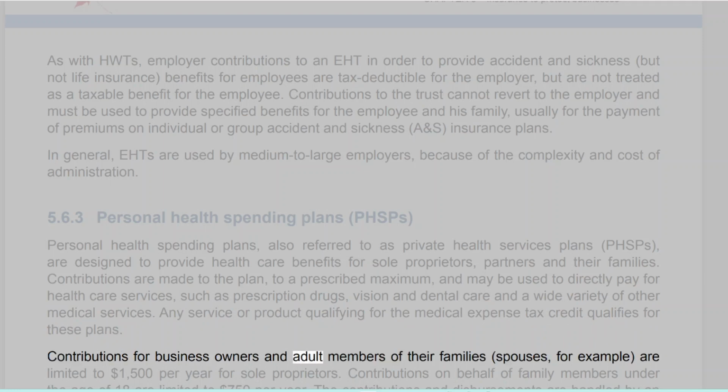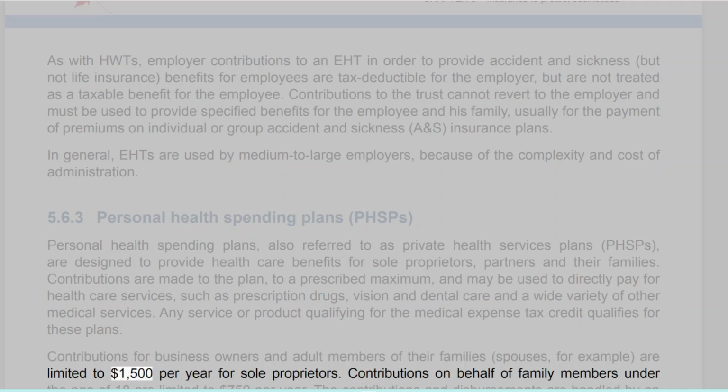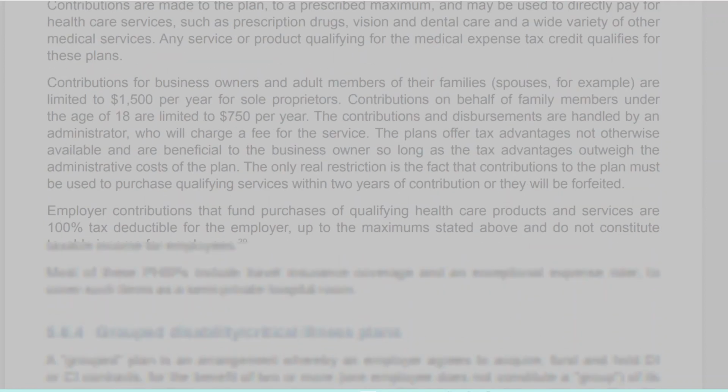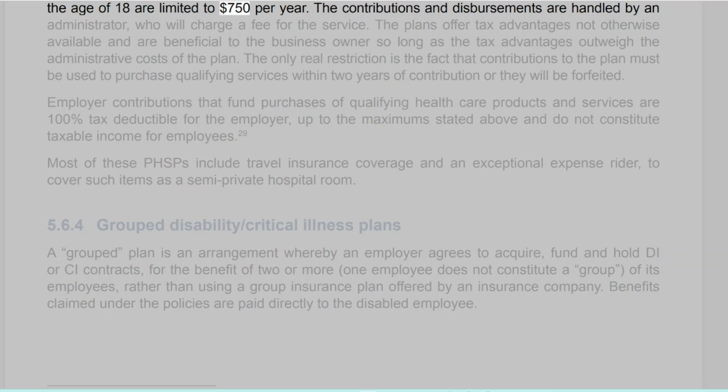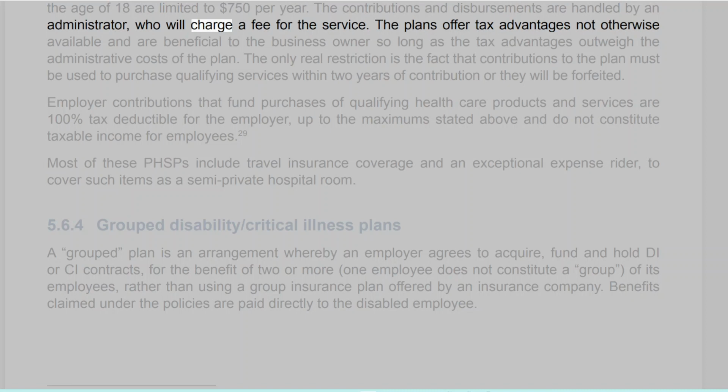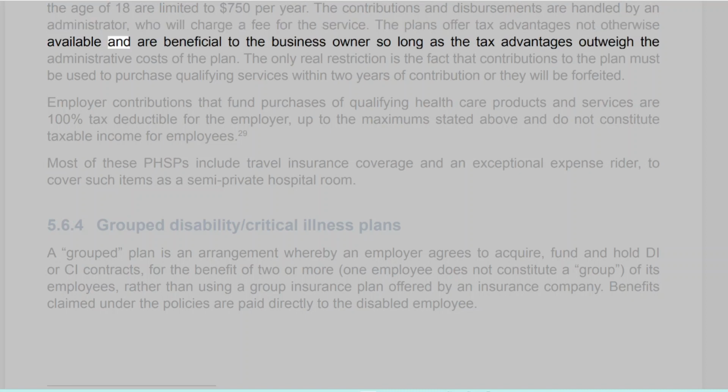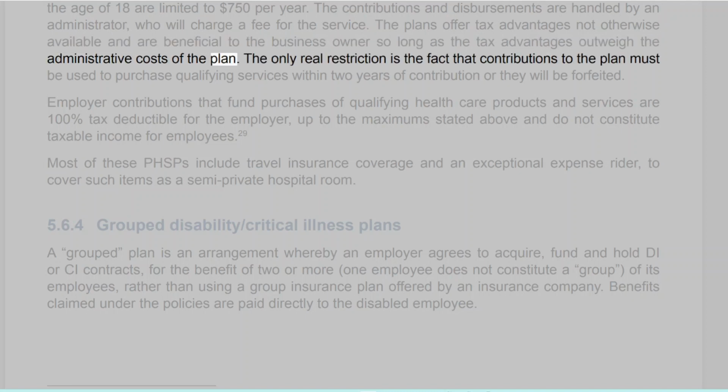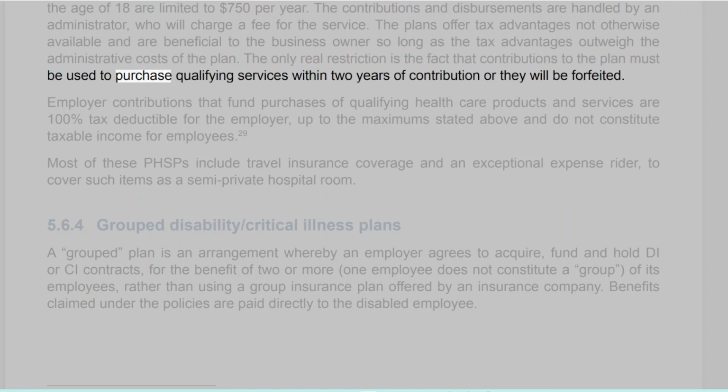Contributions for business owners and adult members of their families, spouses, for example, are limited to $1,500 per year for sole proprietors. Contributions on behalf of family members under the age of 18 are limited to $750 per year. The contributions and disbursements are handled by an administrator, who will charge a fee for the service. The plans offer tax advantages not otherwise available and are beneficial to the business owner so long as the tax advantages outweigh the administrative costs of the plan. The only real restriction is the fact that contributions to the plan must be used to purchase qualifying services within 2 years of contribution or they will be forfeited.